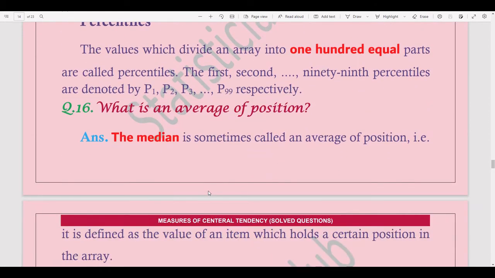Percentile. The values which divide an array of data into 100 equal parts are called percentiles. The first, second, third, and so on up to the 99th percentiles are denoted by P1, P2, P3, and so on up to P99 respectively.